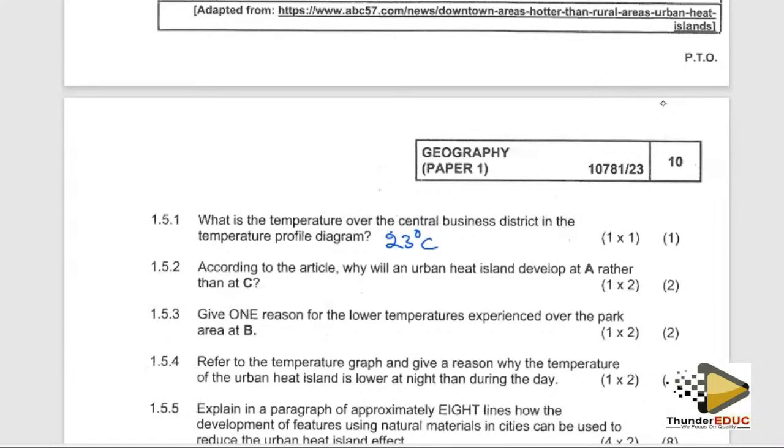23 degrees. Don't forget to indicate the degrees and the Celsius to indicate temperatures.